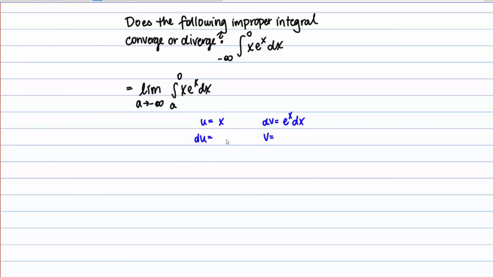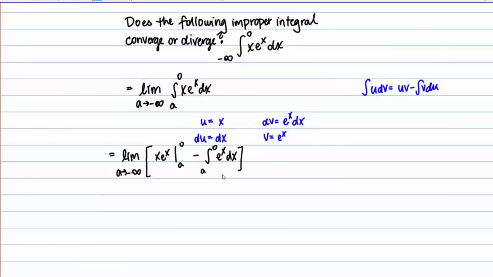Once I've chosen that, then I need to compute du and v. So du is going to be the derivative of u, which in this case is going to give me dx. And then to get v, I'm going to take the antiderivative of e to the x dx, which in this case will just give me e to the x. And then integration by parts says that the integral of u dv equals uv minus the integral of v du. So then if we apply that here, I want to always make sure to carry my limit with me throughout. And then I'm going to put our integral work just in brackets for now. So then I'm going to rewrite this integral as uv, so that's going to be x e to the x, and ultimately we're going to evaluate that from a to 0, minus the integral from a to 0 of v du, which here is e to the x dx.